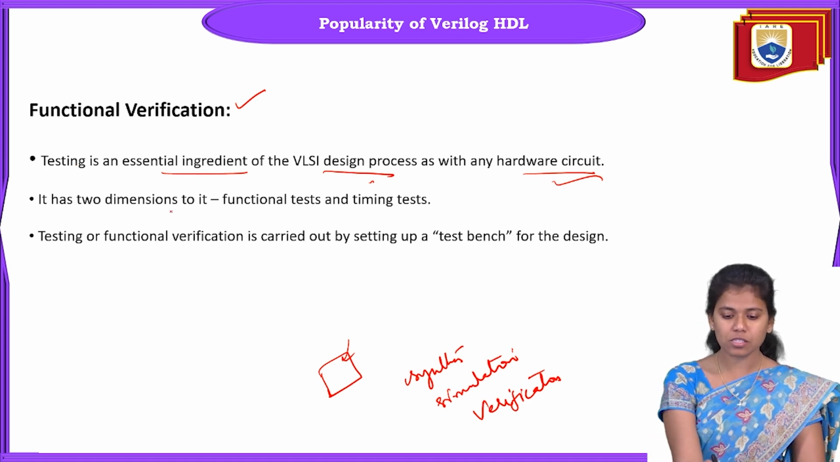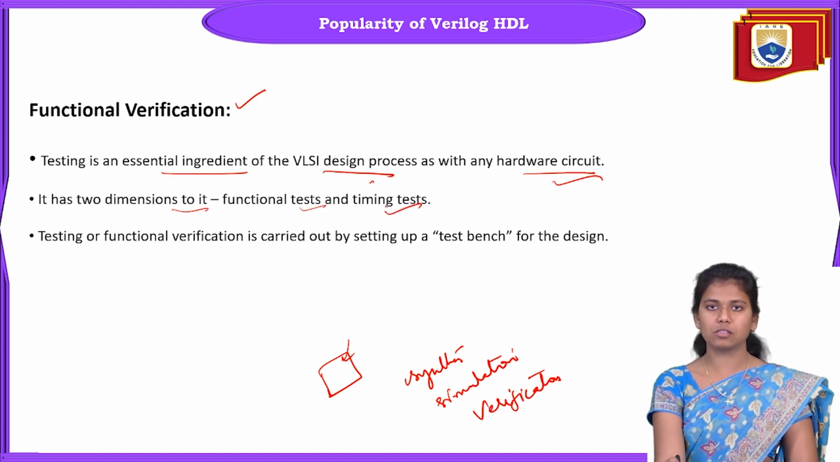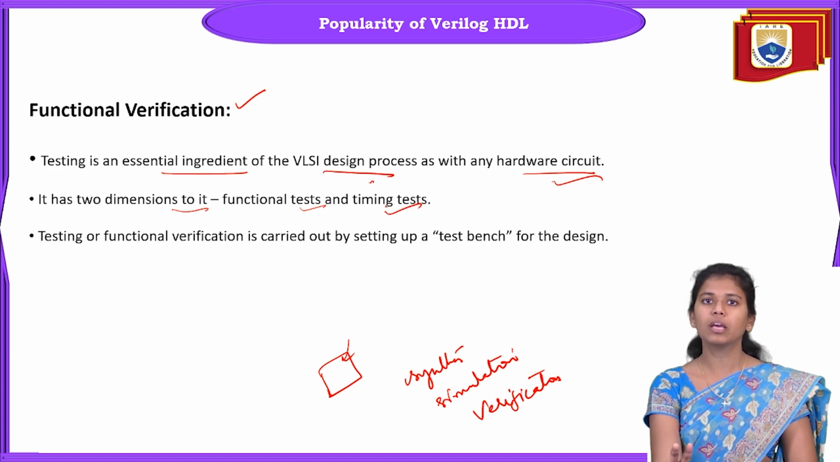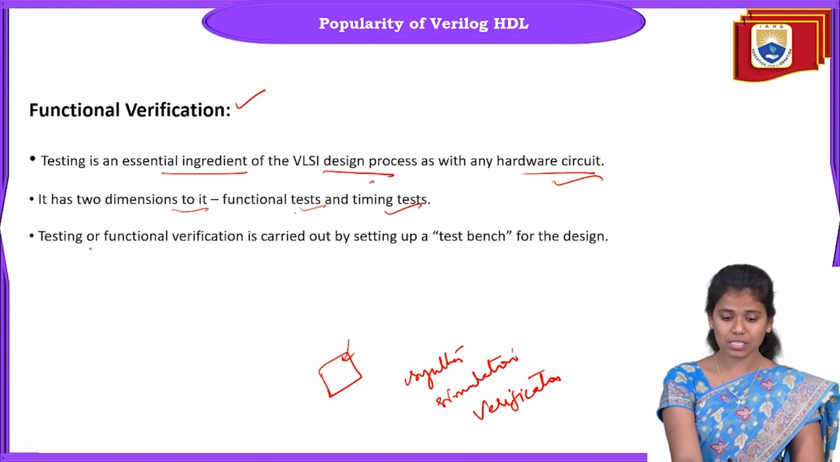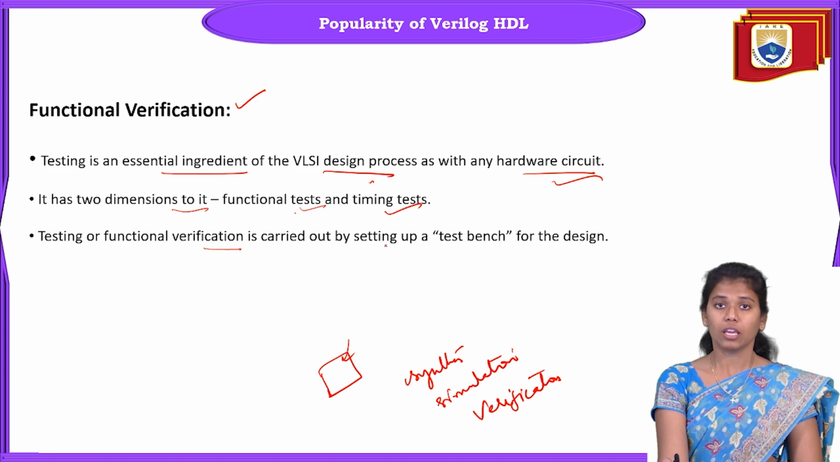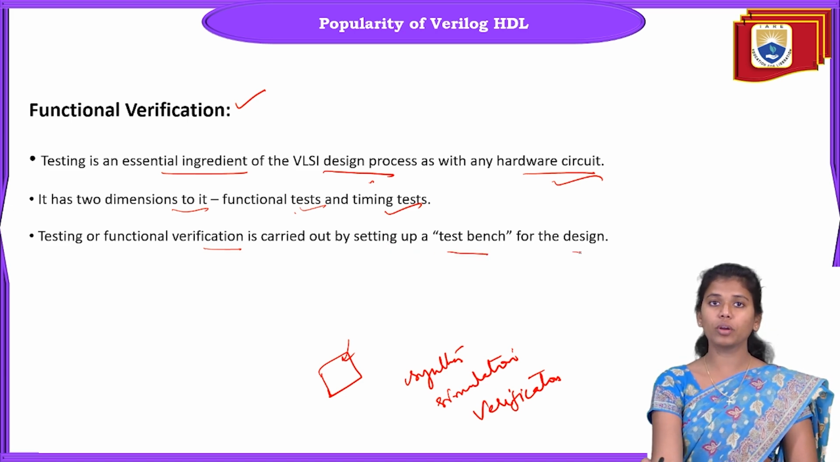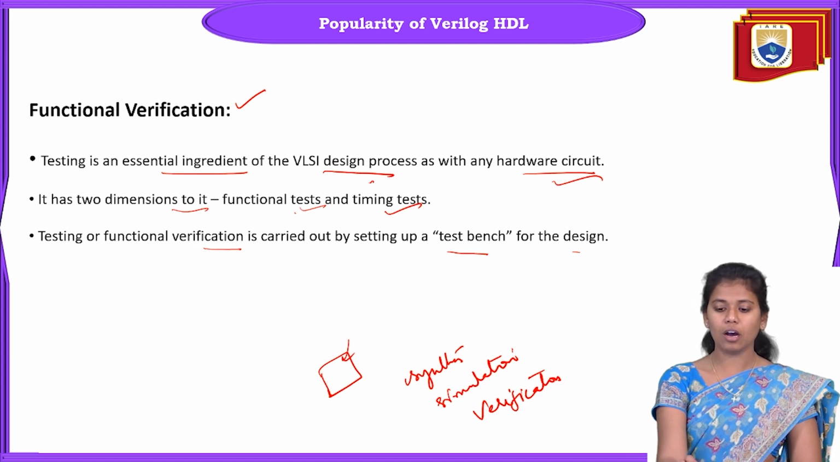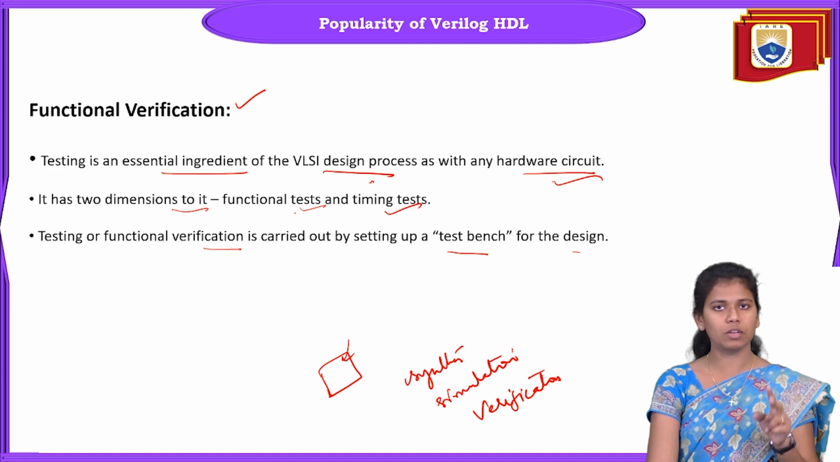Testing has two dimensions to it. What are those? Functional test and timing test. So there are two tests that can be performed in this functional verification: the functional test and the timing test. Testing or functional verification is carried out by setting up a test bench for the design. In order to test a module, or a particular hardware circuit, there are two types of tests that can be performed. One is the functional test and another is the timing test.